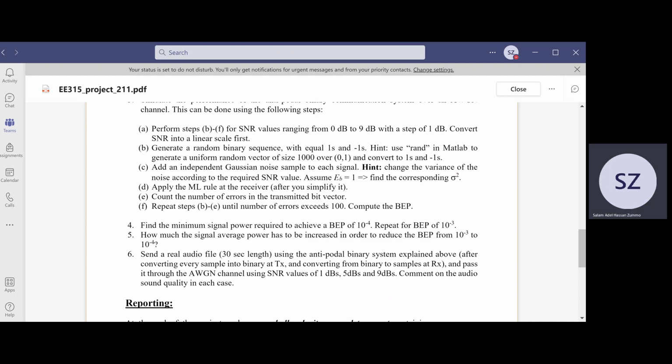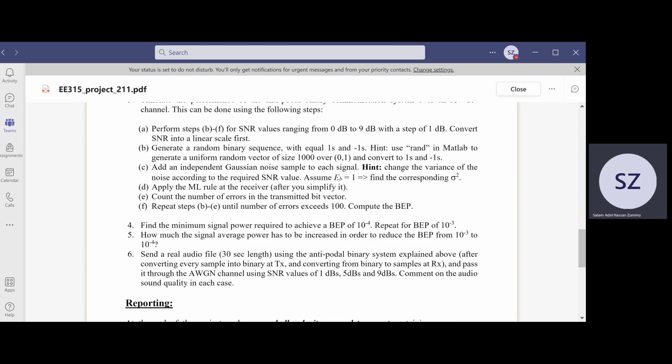يعني مثلا ممكن نقول هذا uniform from 0 to 1. إذا أكثر من 0.5 I would say it's 1. إذا below 0.5 I would say it's minus 1. By this you will get equally likely ones and minus ones. Okay? And then add independent Gaussian noise sample to each signal.